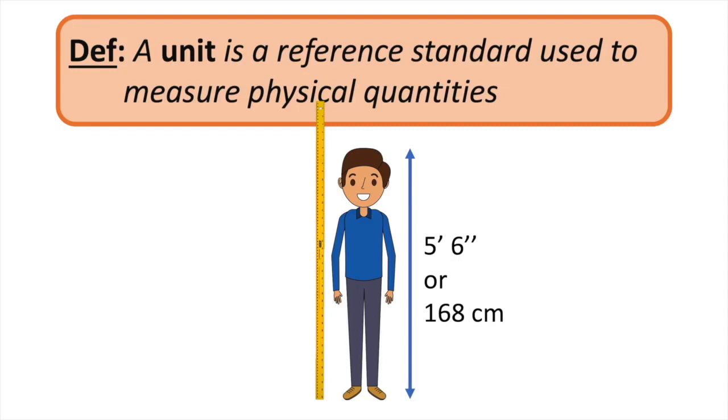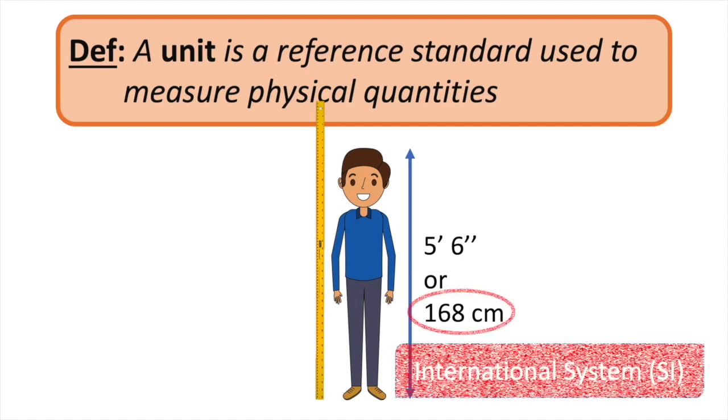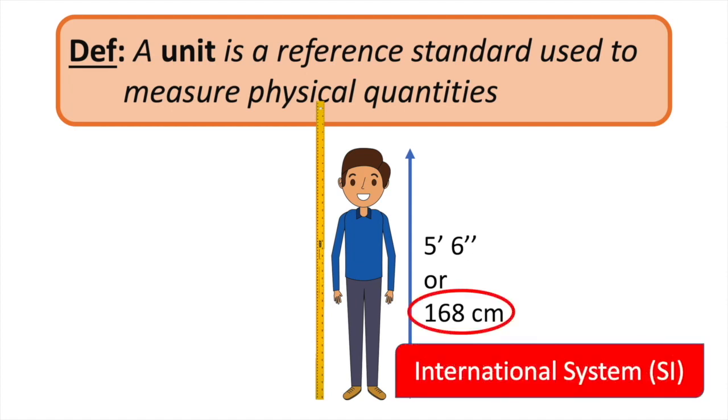A foot, an inch, a centimeter. These are all examples of units. Units, in this case, that help us measure the quantity of length. And for lovers of the metric system out there, I have good news. In physics, we pretty much exclusively use the metric system, or what is more formally known as the SI system, or the international system.